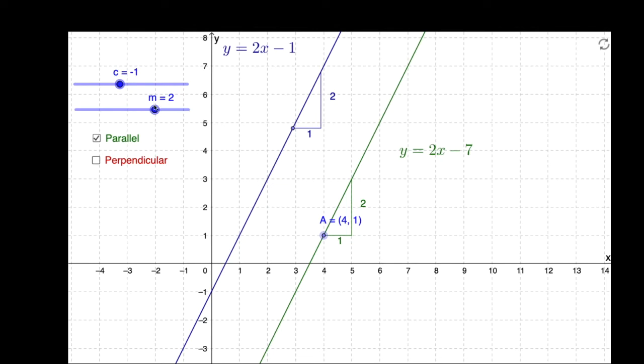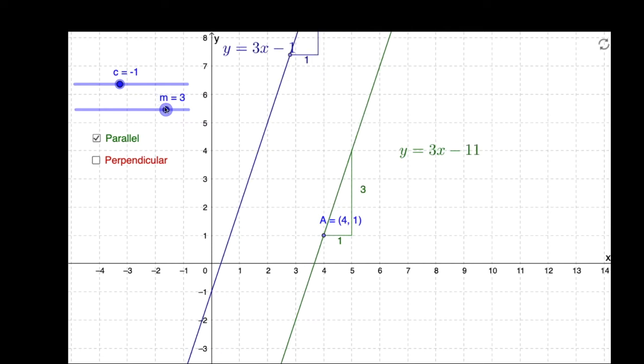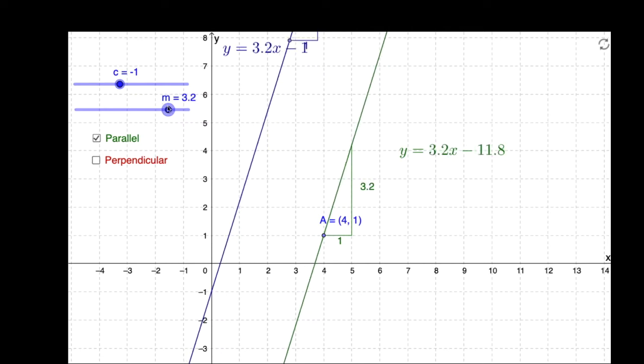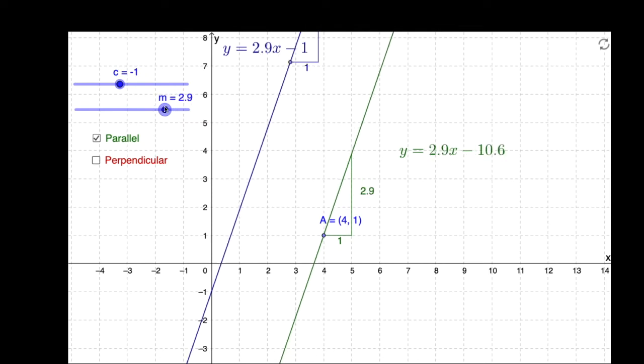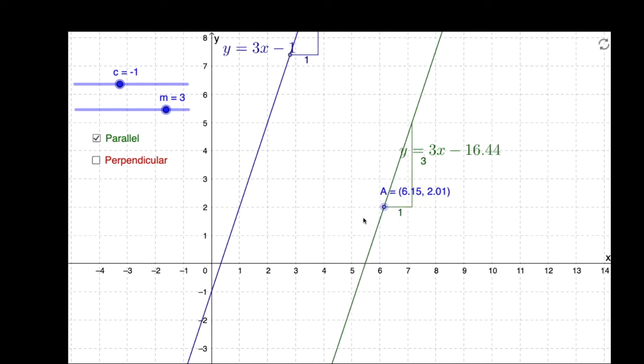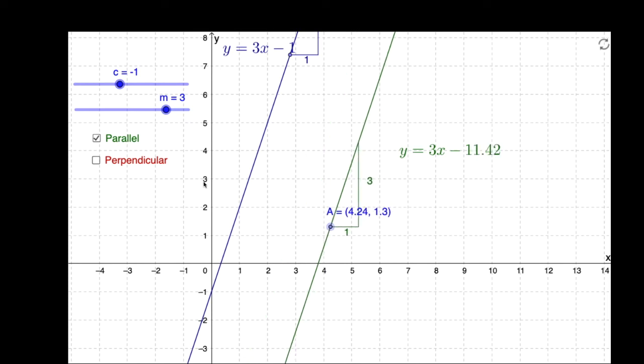I can change this here. Let's change this gradient to potentially 3. There we go, you notice that the gradient is 3 as well. So when two lines are parallel, the gradient is the same. It doesn't matter where I change that, the gradient will stay the same. So that's parallel lines, nice and straightforward. I mean, it's pretty obvious, really.